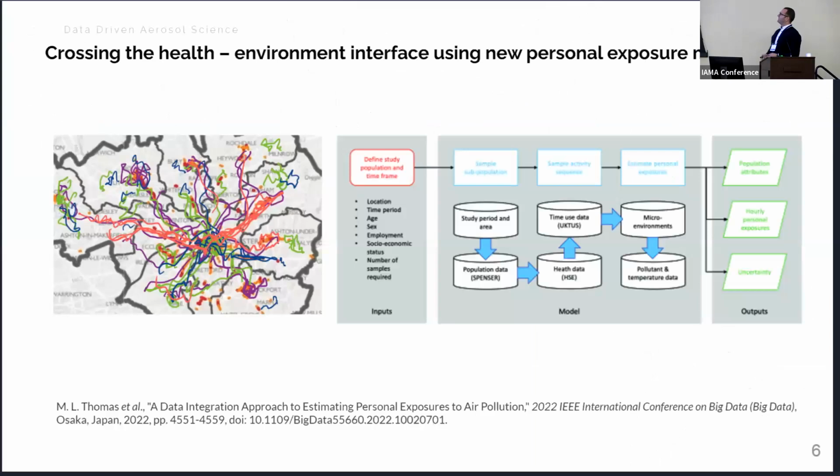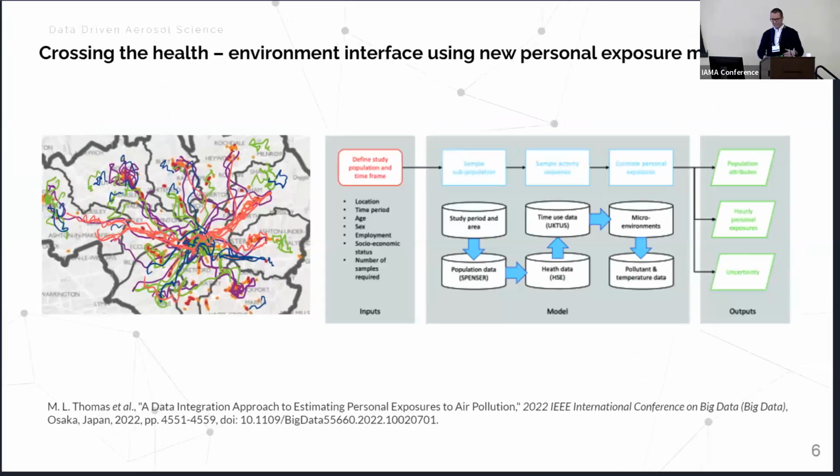But I also said that I think data science is changing how we develop aerosol models, how we bring in multimodal data sets. And this was a project that we were involved with to look at personal exposure to PM2.5. What this graph on the left-hand side shows is squiggly diagrams. This is a map of Greater Manchester, and these are hypothetical scenarios of where people go during any given day, to and from work and then back to home.